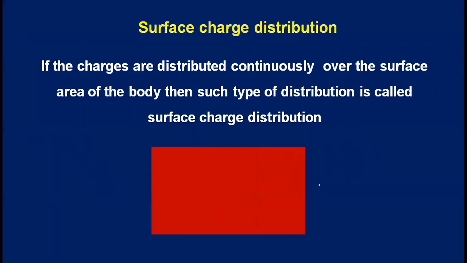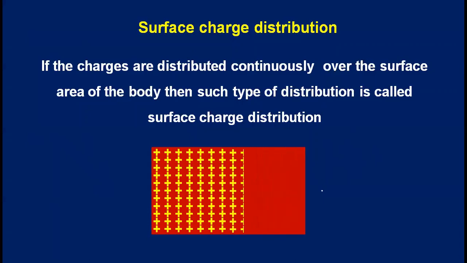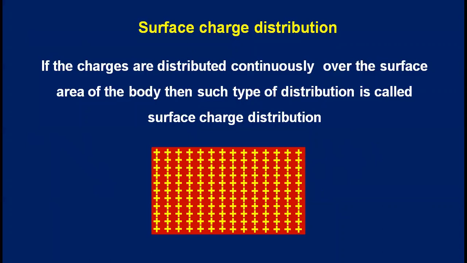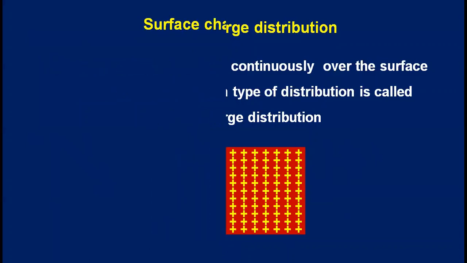Now let me consider a body. If the charges are distributed over the entire surface area of the body, then I'm going to call such a type of distribution as surface charge distribution, right? When you are dealing with surface charge distribution, you should be aware of surface charge density, a quantity denoted by sigma, just like linear charge density.